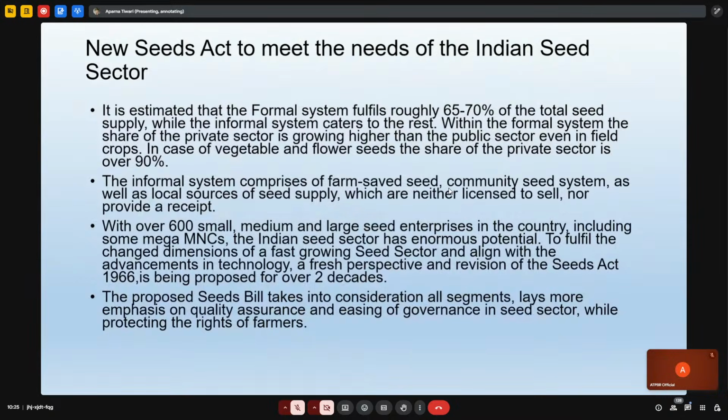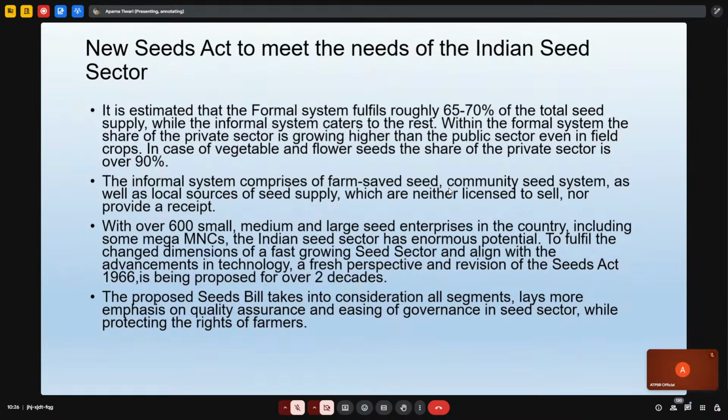But the seed sector actually is a very heterogeneous sector. It comprises almost more than 600 companies, small, very small, medium, large, and very large, with R&D and full infrastructure, including MNCs. And this sector is not only capable of fulfilling the seed requirements of the Indian market, but also the export market, if certain legislative or regulatory provisions are provided.